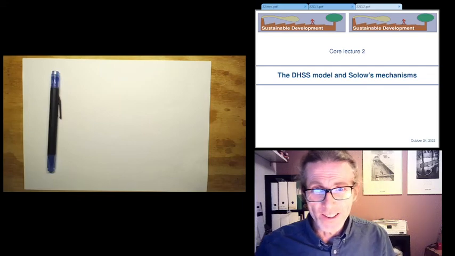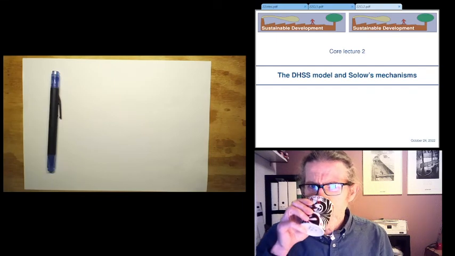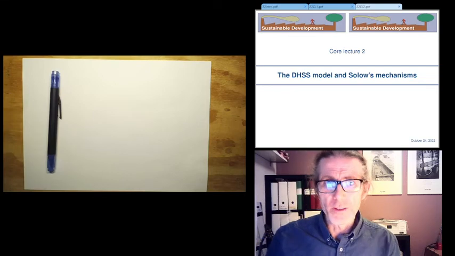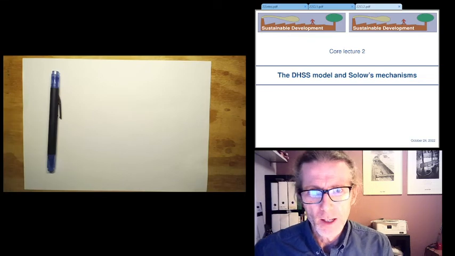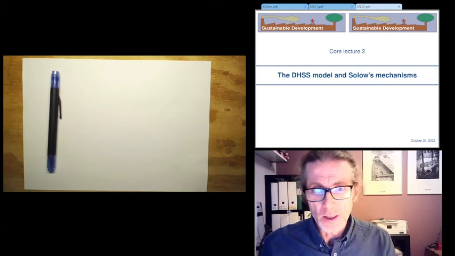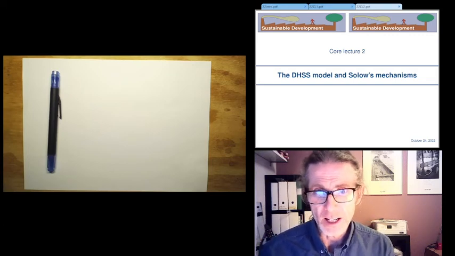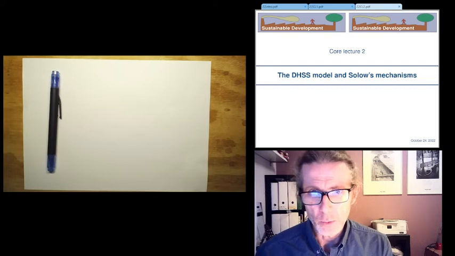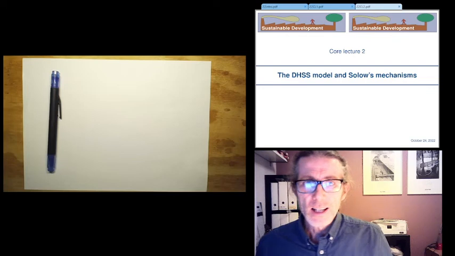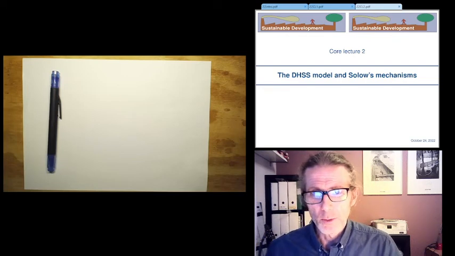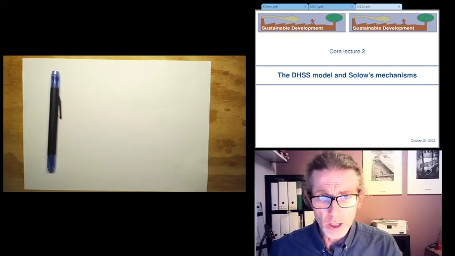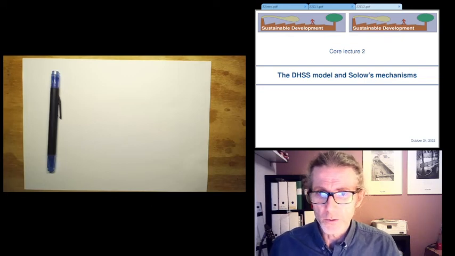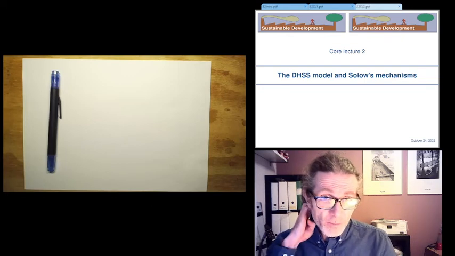Okay, so it's time for the second core lecture, which is on the DHSS model. We did our overall intro and then we looked at understanding economic growth, and now we're getting on to natural resources and environment. And the key focus of the DHSS model is non-renewable natural resources, stuff we dig up out of the ground. Oil, coal, whatever, plus iron ore, phosphorus, etc., etc.